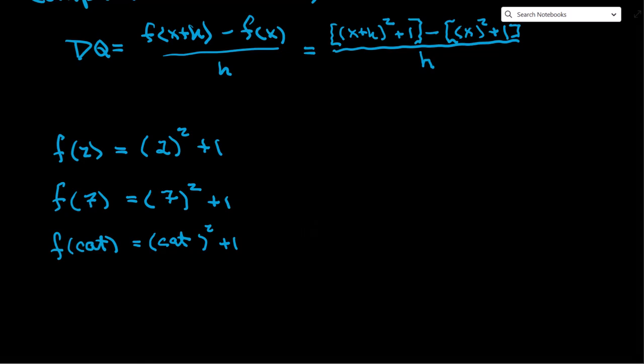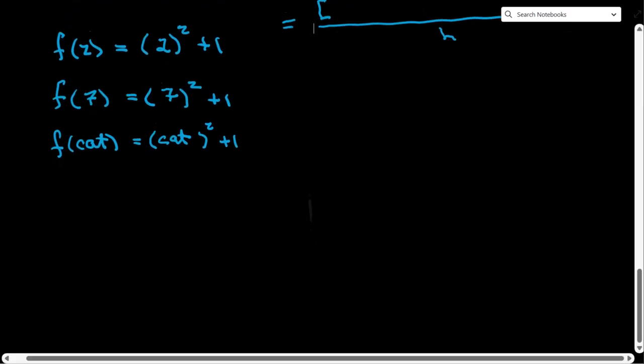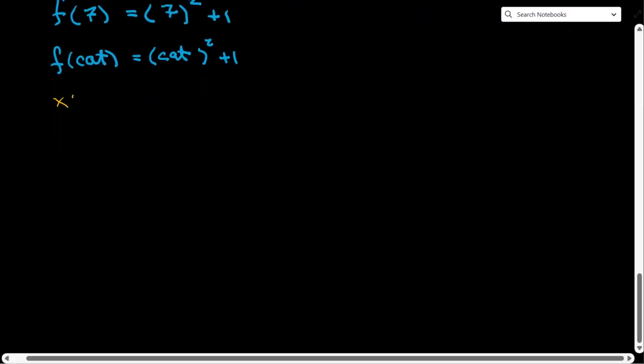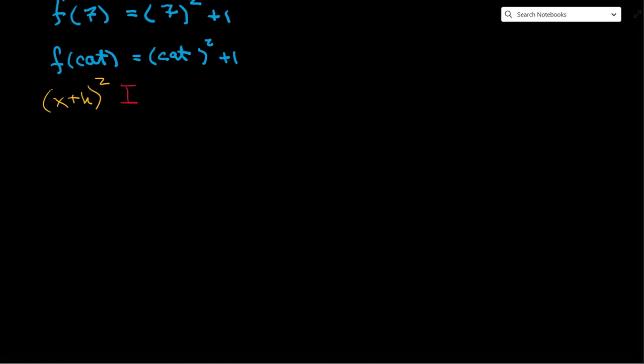Okay, so what's this going to give us? Well, we're going to have our h in the denominator. Now, in the numerator, we're going to have x plus h squared. You may know what that equals, or you may not be quite sure. One thing is for sure, x plus h squared is not x squared plus h squared. You don't just distribute the exponent over the two values.